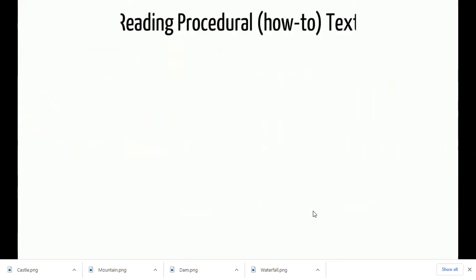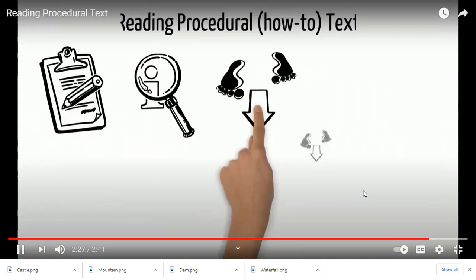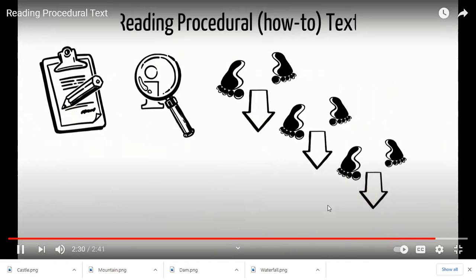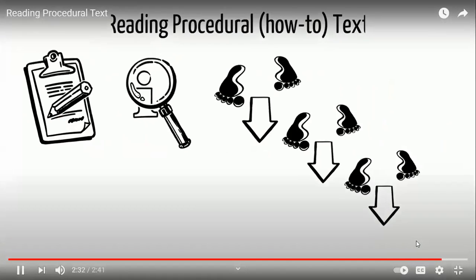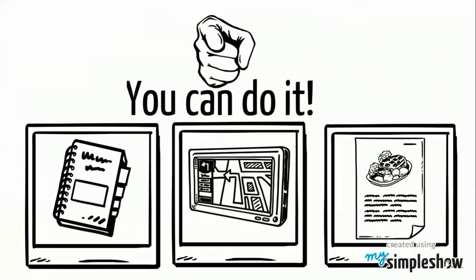Remember, procedural text is a kind of writing that gives the reader information. When reading procedural text, the reader must follow multi-step directions and use the pictures or other text evidence to help complete the task. Now go read some procedural text.